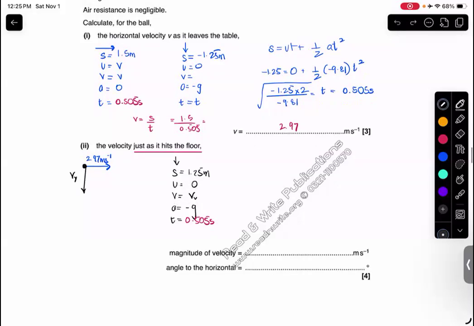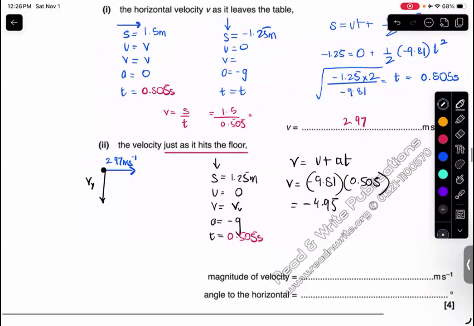Absolutely. Simply use V equals U plus AT. So V is simply equal to minus 9.81 times 0.505 seconds. And tada, we have the velocity, minus 9.81 times 0.505, which is minus 4.95. So that means this is minus 4.95 meters per second.